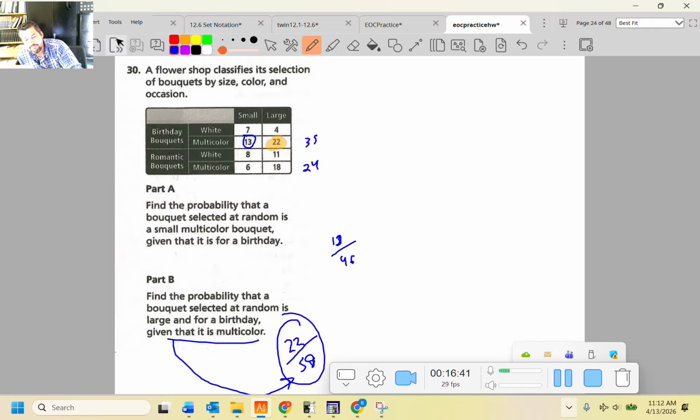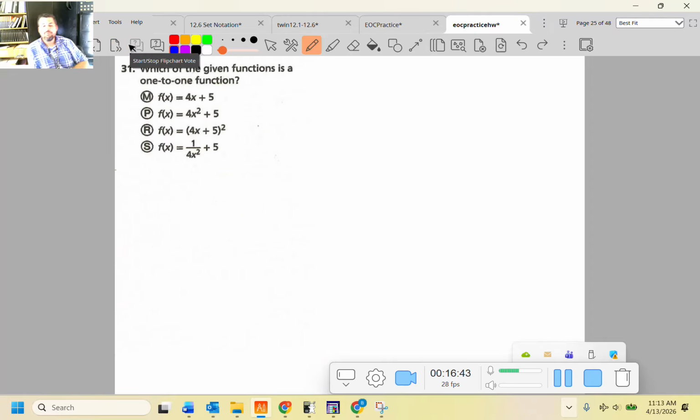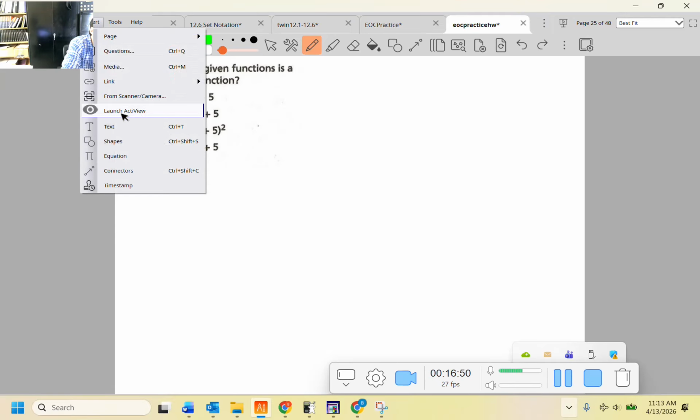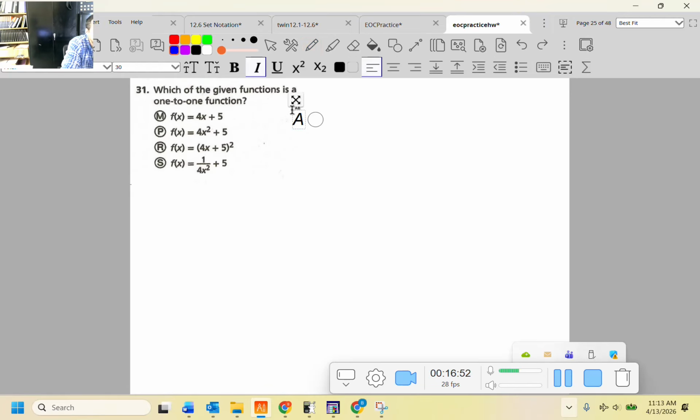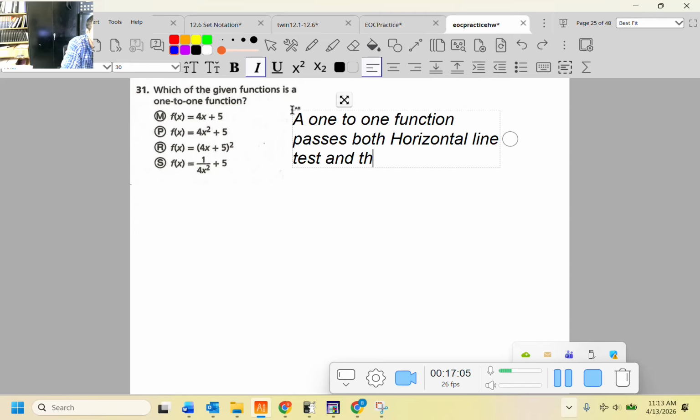22 and 59. Moving forward, which one of the functions is a one-to-one function? So in addition to some definitions I gave you earlier, a one-to-one function passes both the horizontal line test and the vertical line test. Now I'm going to do these by hand, and then I'll show you what they look like in a calculator.